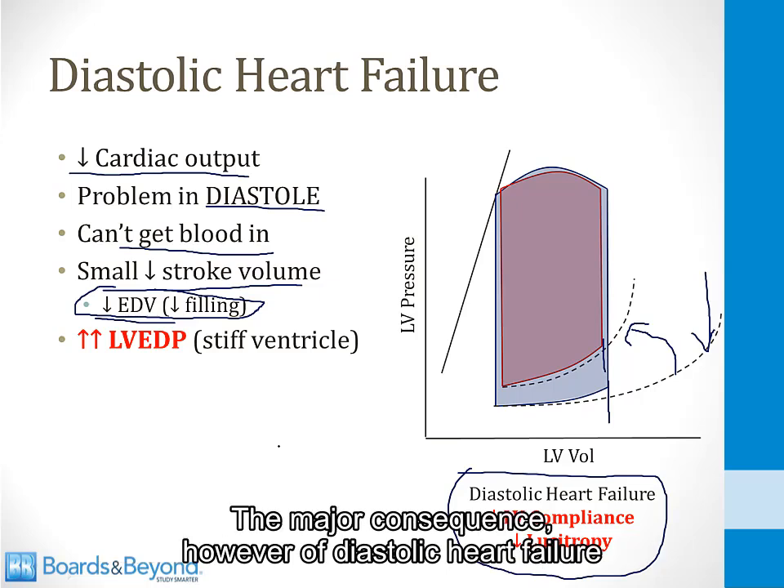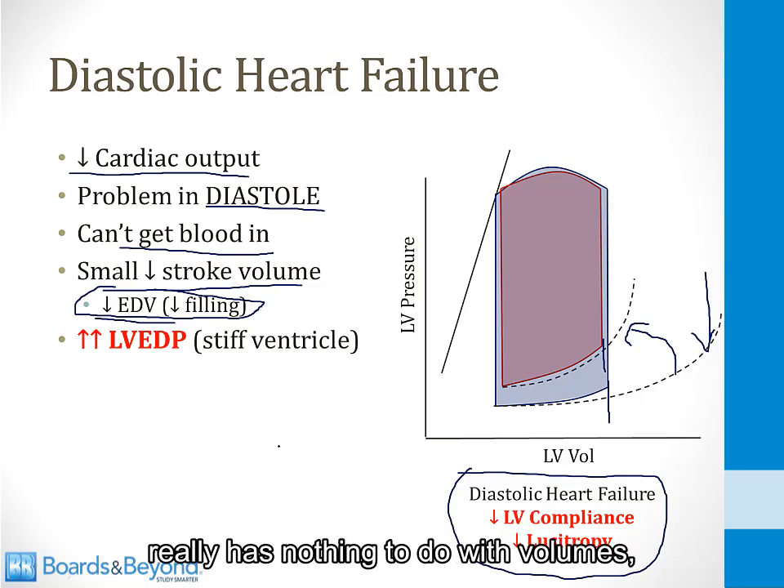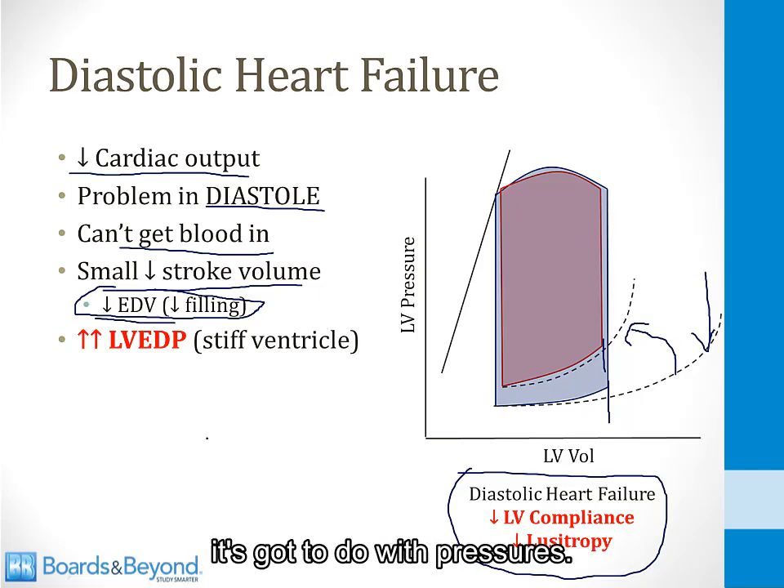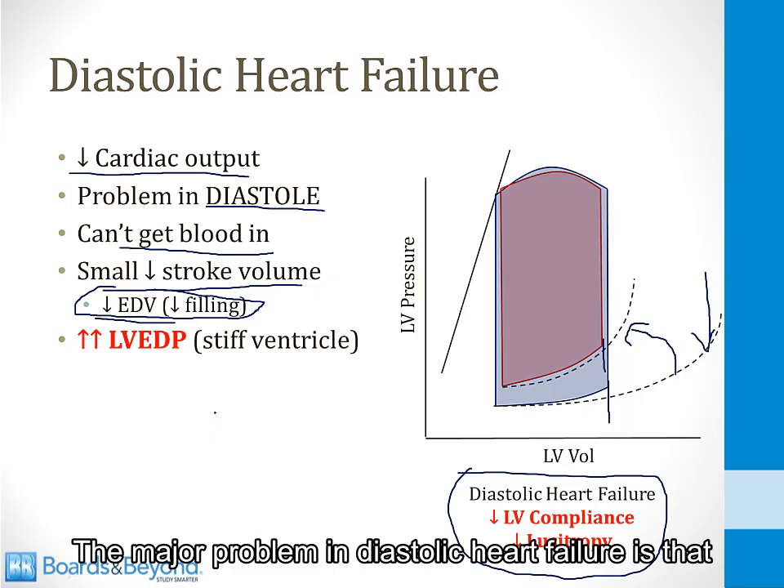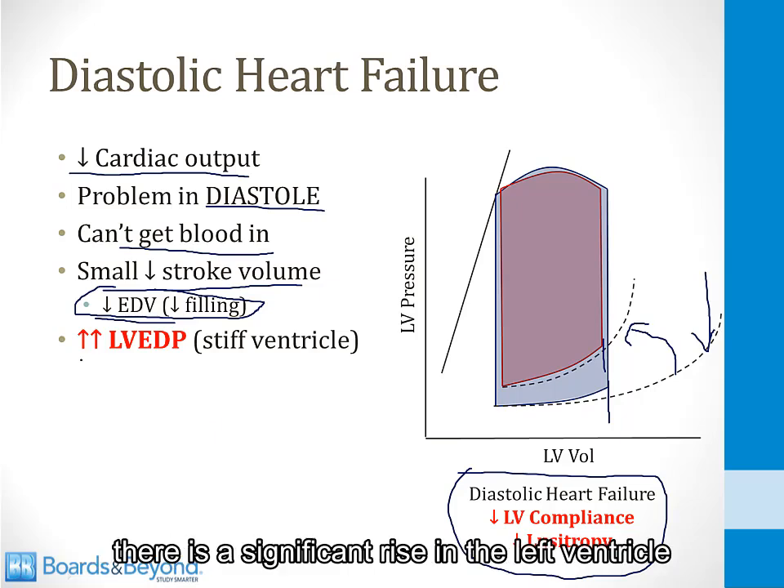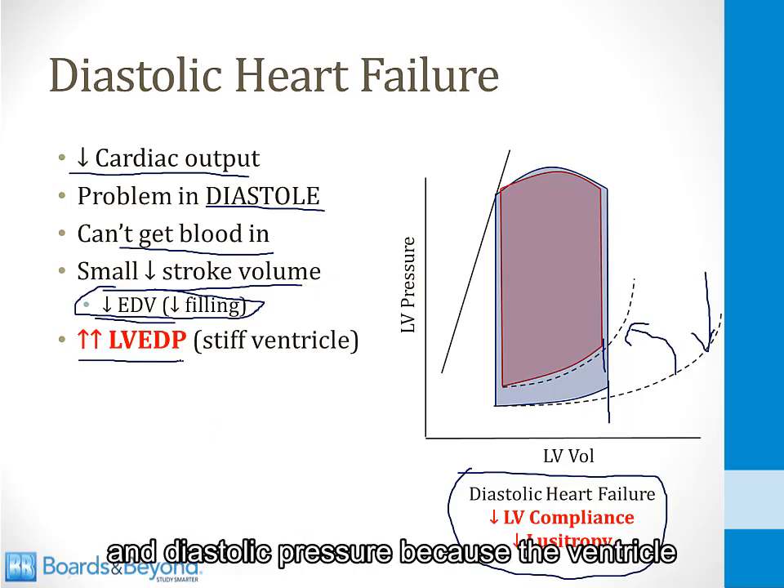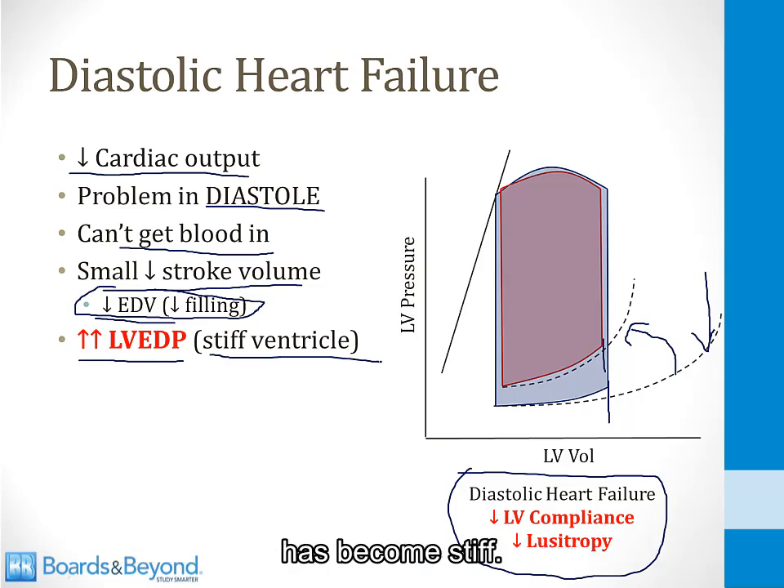The major consequence, however, of diastolic heart failure really has nothing to do with volumes. It's got to do with pressures. The major problem in diastolic heart failure is that there is a significant rise in the left ventricular end diastolic pressure because the ventricle has become stiff.